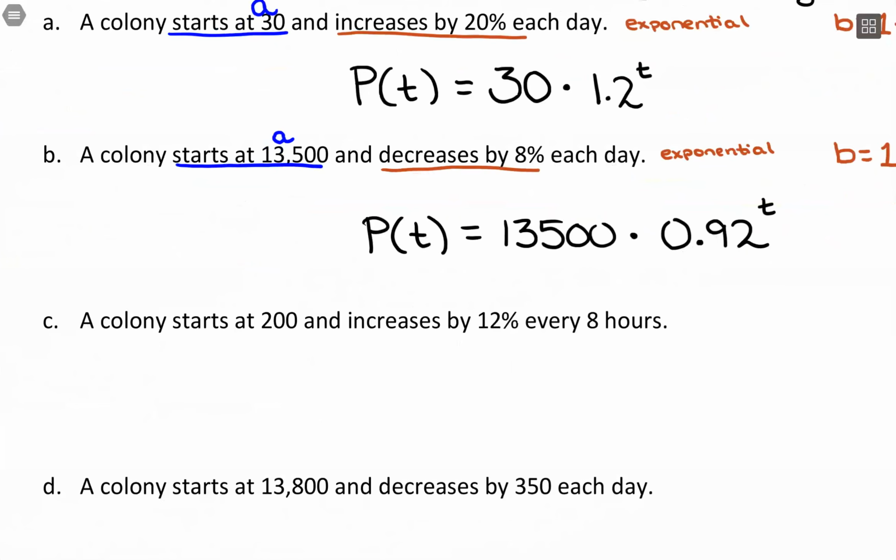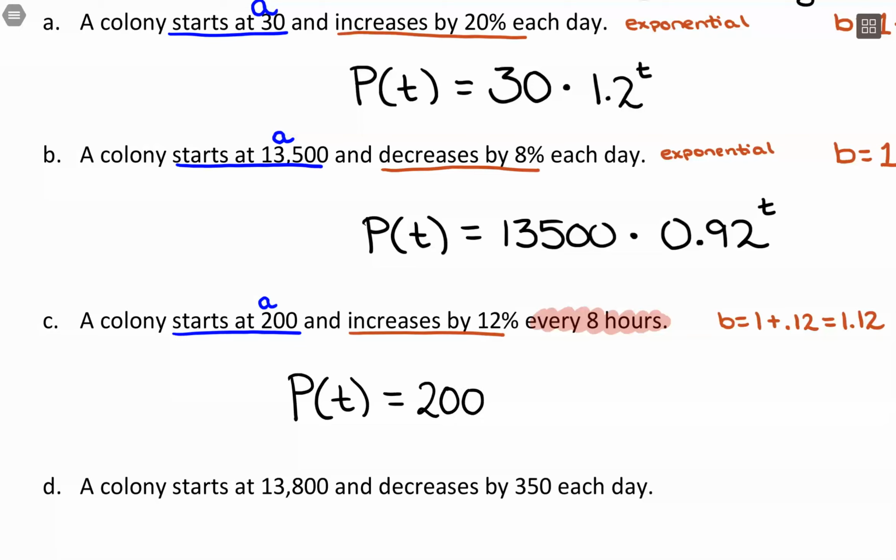All right, our colony starts at 200 and increases by 12%, and then I'm throwing in this little twist here of every 8 hours. So let's just make everything else, and then we'll talk about that timing of every 8 hours. So it's starting at 200. It's increasing by 12%. So we're doing 1 plus 0.12. So we're taking 112%. So I have P of T equals 200 times that 1.12.